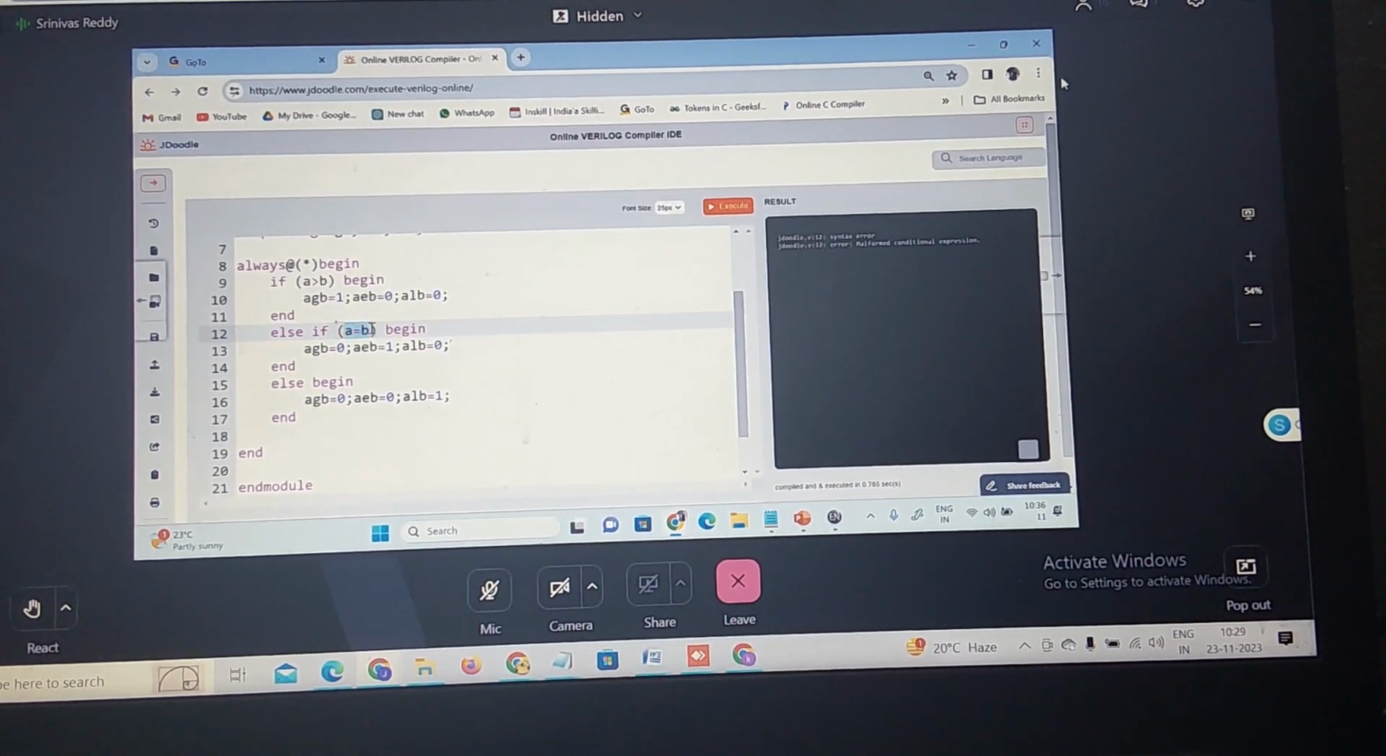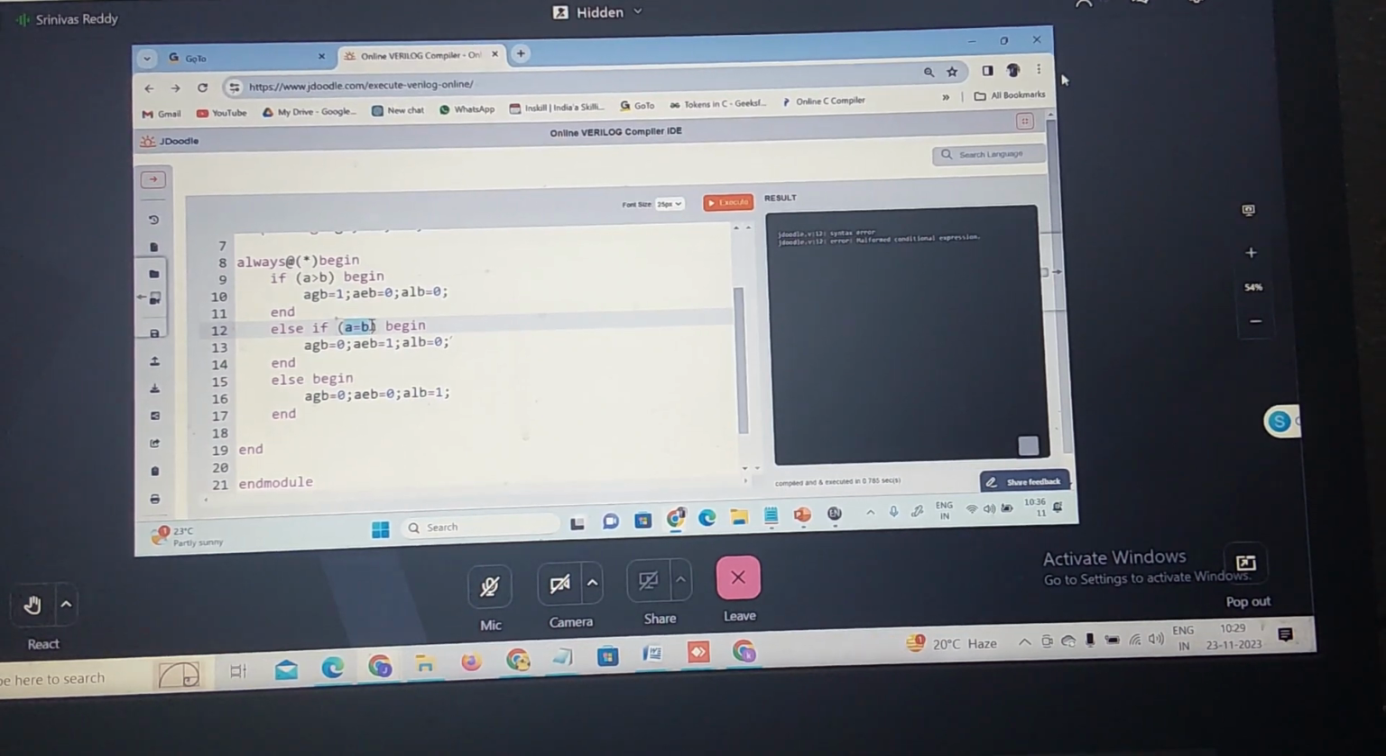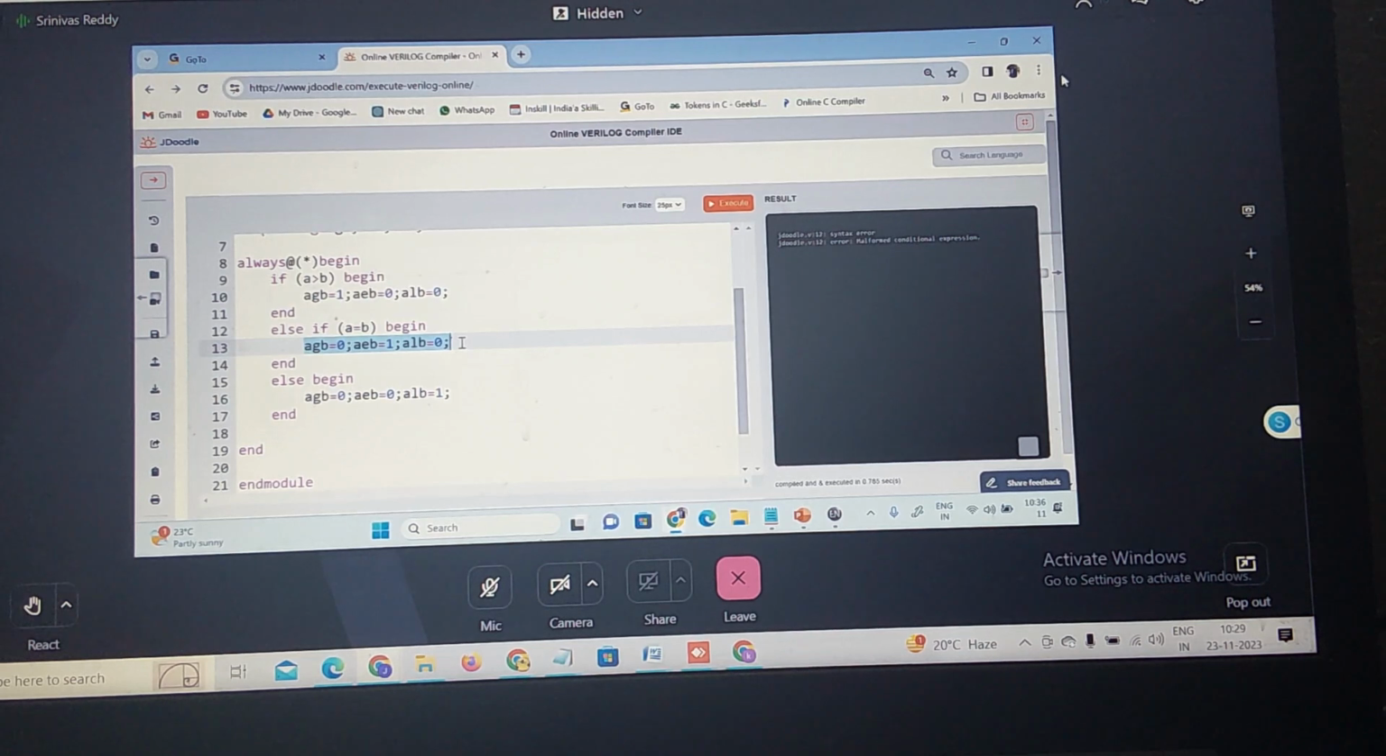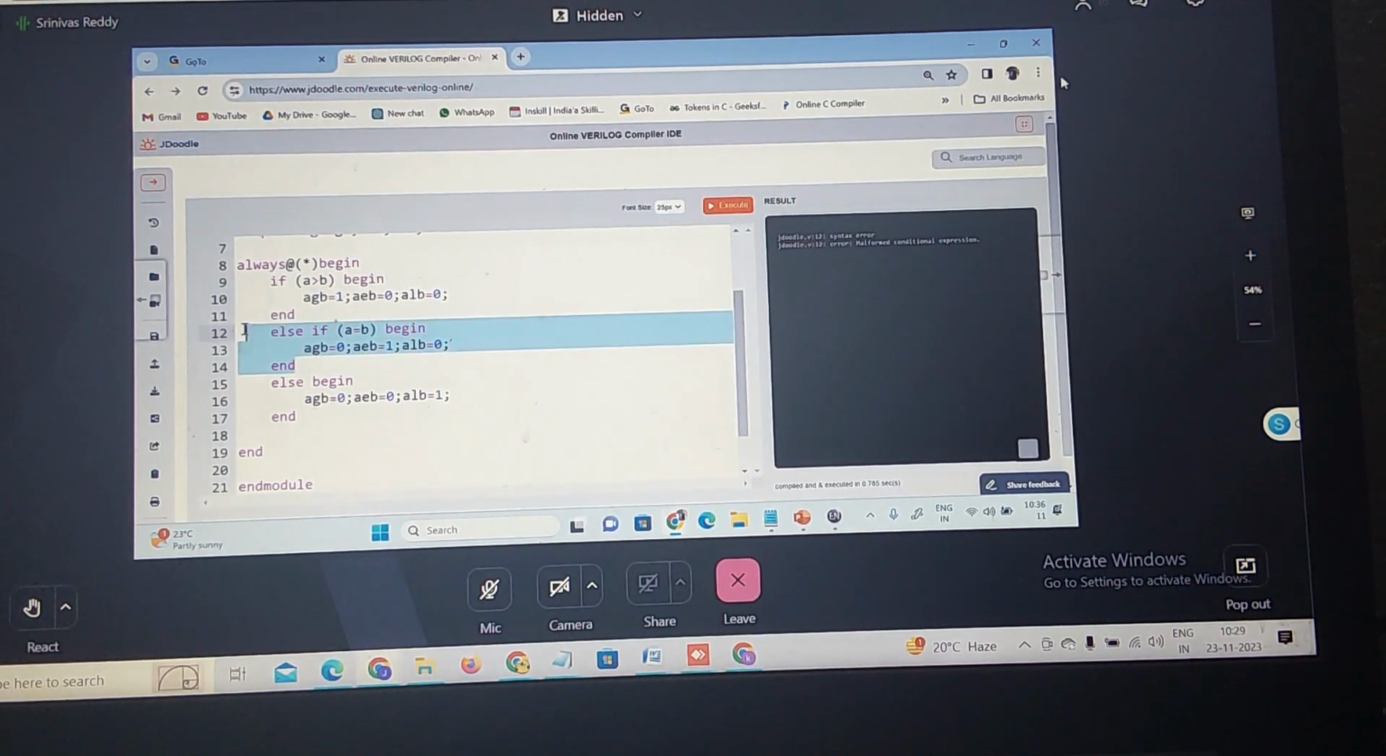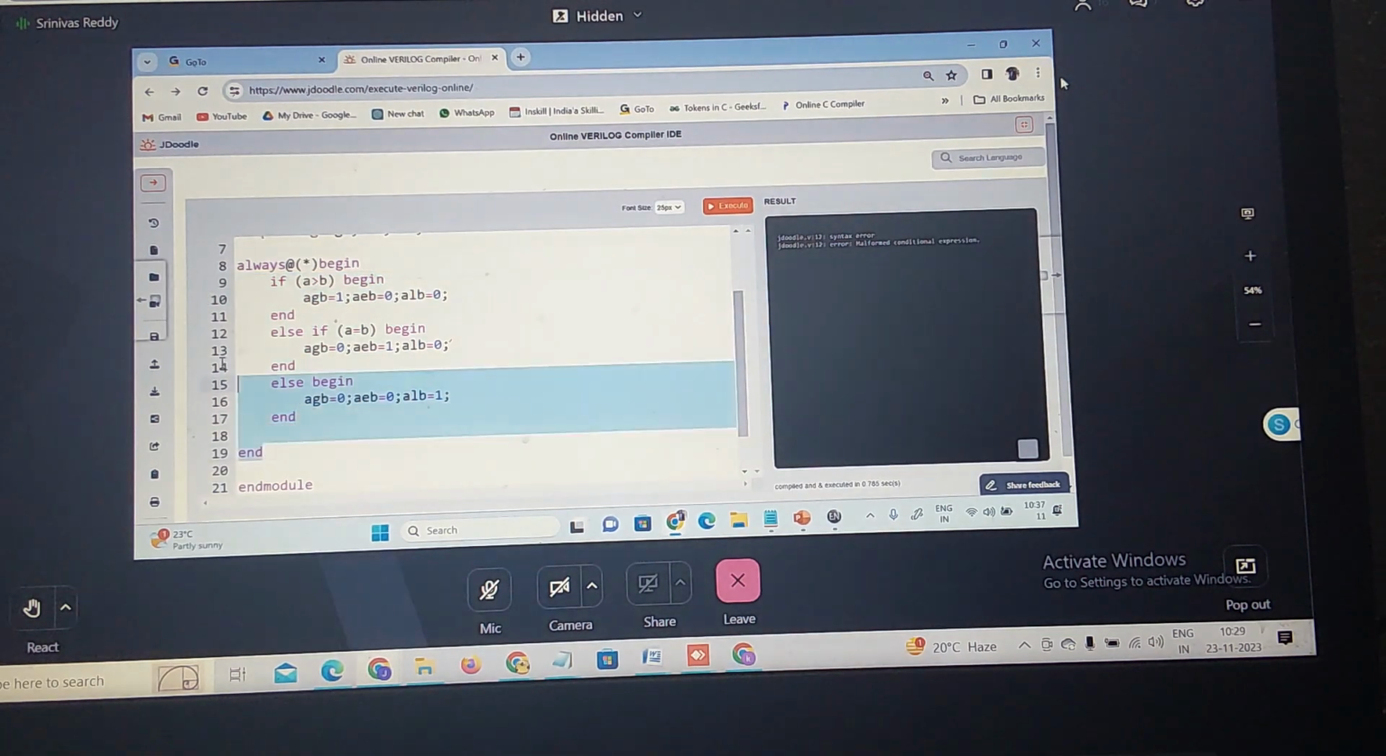The condition for the else if I am writing is A is equal to B. Then begin. A greater than B, A equal to B, A less than B. If both are not true, then I should go with this condition. Else begin. Greater than B 0, equal to B 0, less than B is equal to 1. Then I'm ending this. Then I'm ending the always.